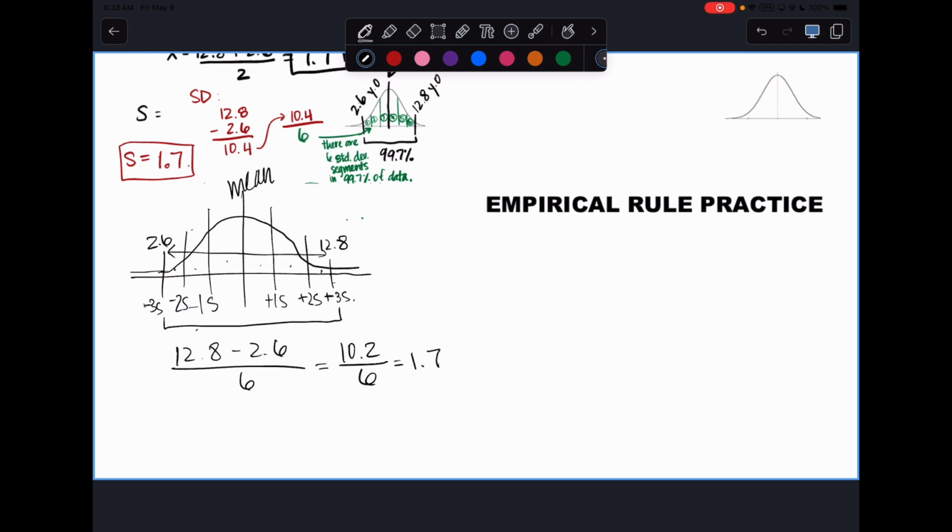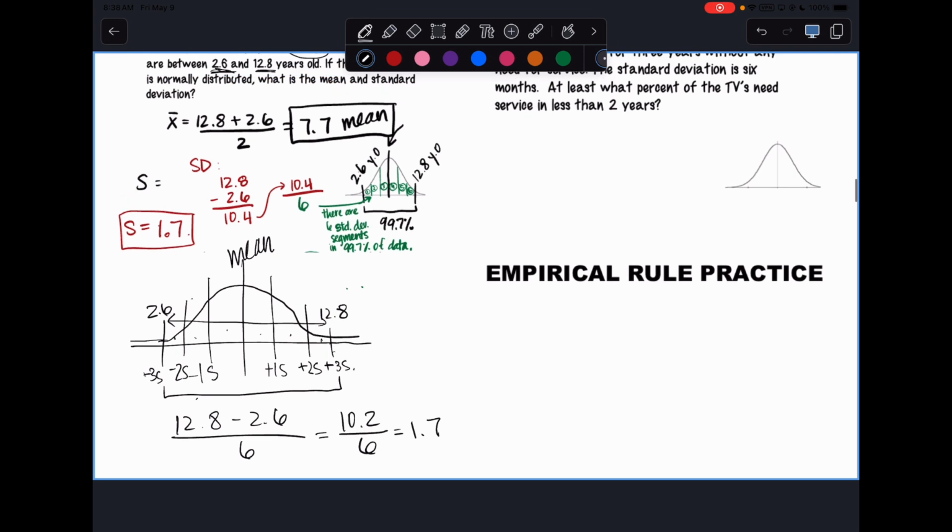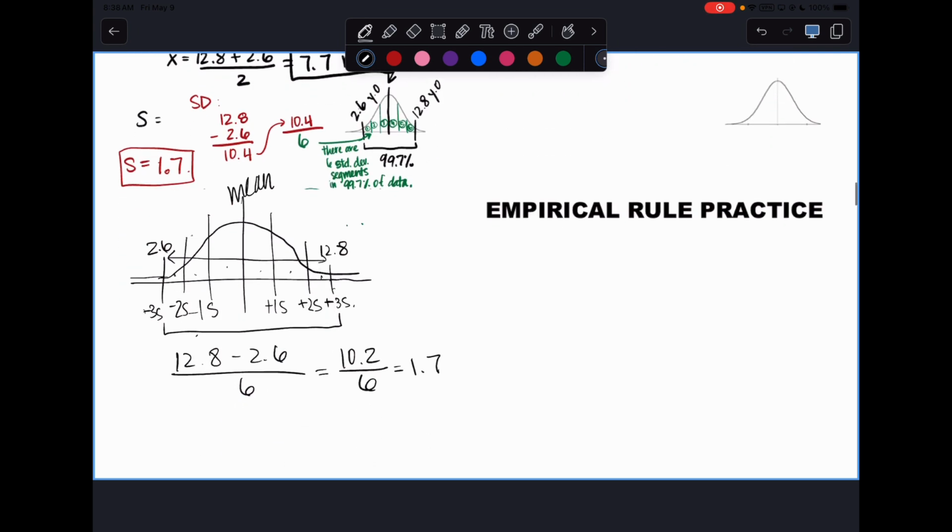Could we also do it this way? What was the mean? 7.7. So we could even do this. We could take our 7.7, subtract it from 12.8, and divide it by 3. And you should still get the same value.